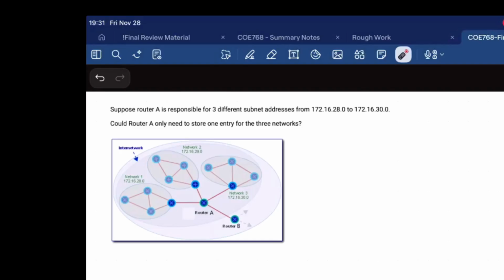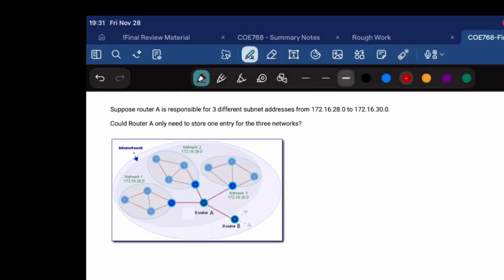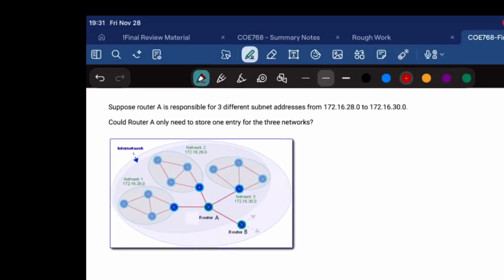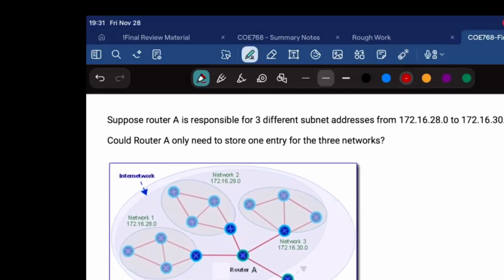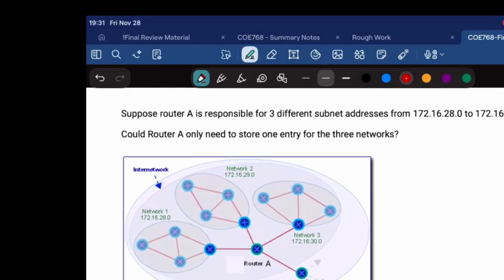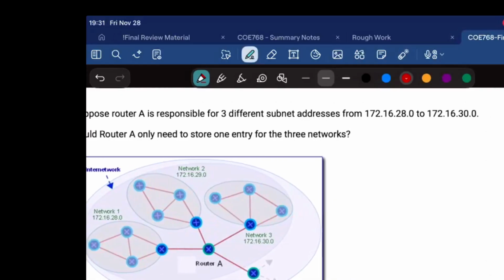And one more confusing question that a few people had some issues with. Suppose router A is responsible for 3 subnets from 172.16.28.0 going to 172.16.30. Could router A only store one network for these, or one entry for these 3 networks?